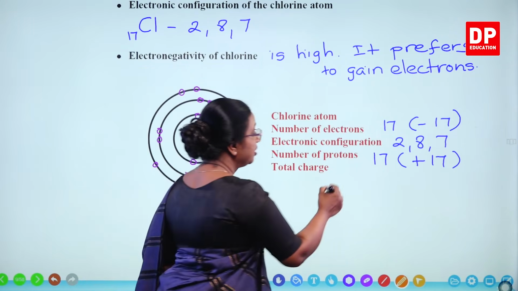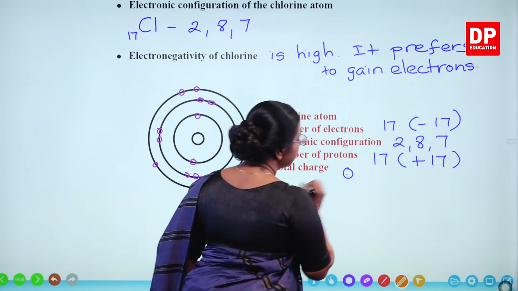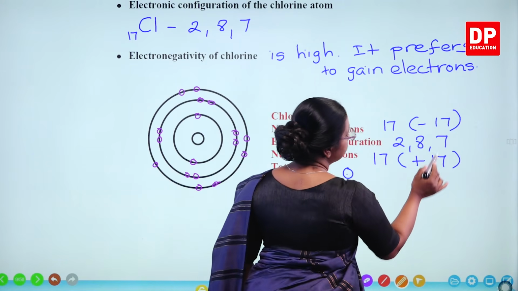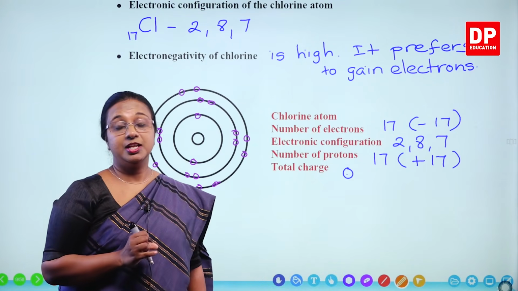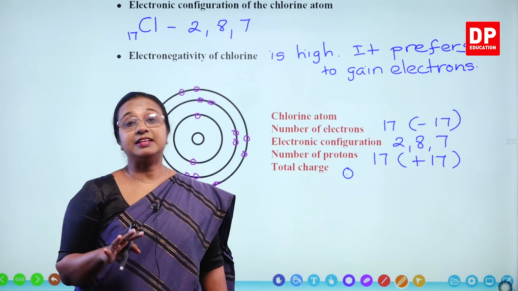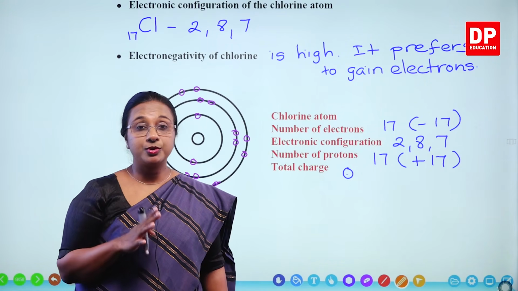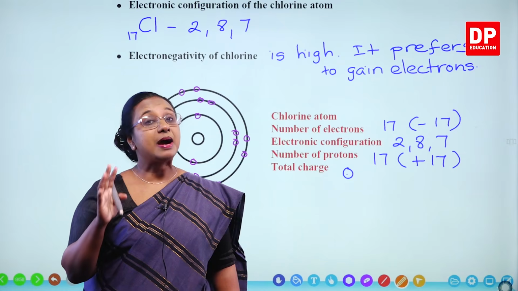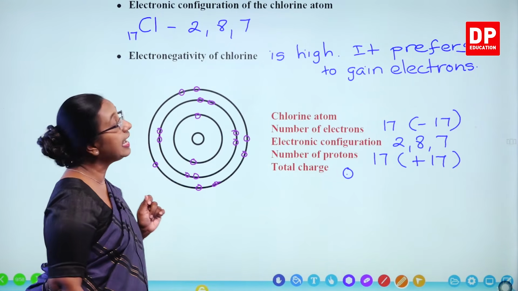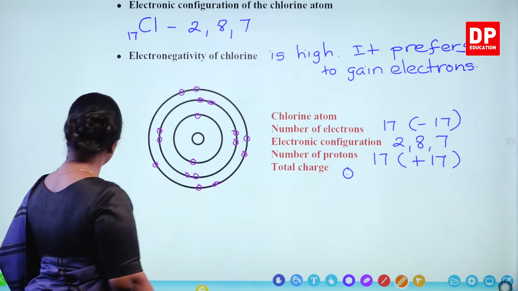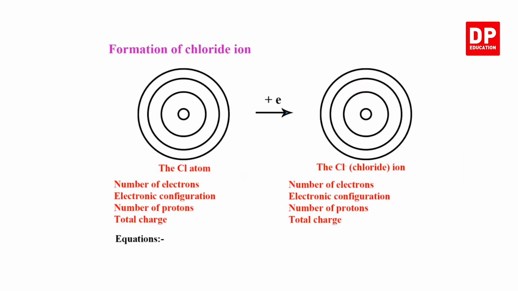So as you already know, the net charge is 0. Why? Minus 17 plus 17. So they are again electrically neutral because they have an equal number of protons and electrons. But what happens when they take up an electron? That is when they form ions.